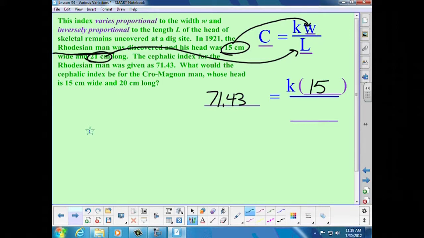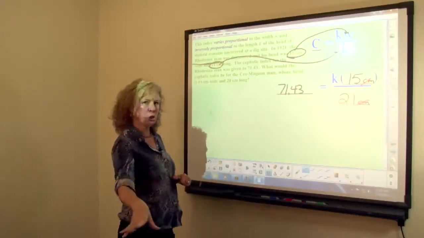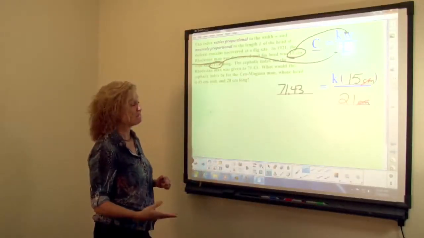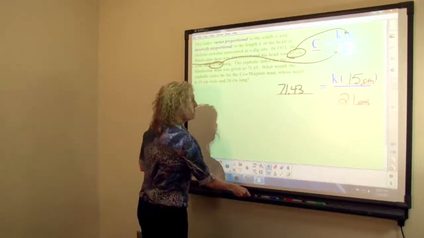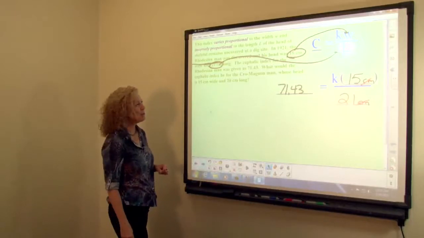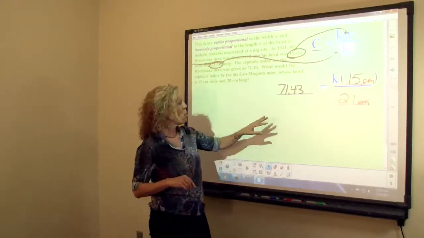So I go in and I say 71.43 is equal to K times 15 over 21. Hey, you know what is slightly interesting here? We're all different on what we find interesting. If I do put the units in here, centimeters and centimeters, in this particular case those units will cancel out, and this constant will have no particular units assigned to it.